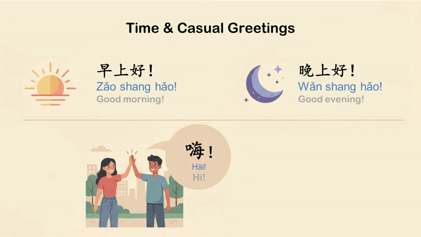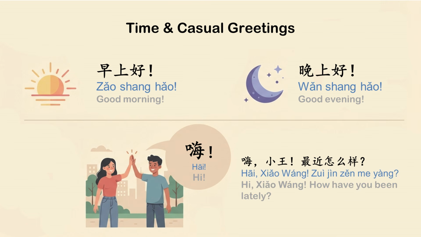Now let's look at the informal greeting, the one you use with friends, classmates, or people you already know well. Instead of saying 你好, you can simply say hi. It's just borrowed from English, very casual and sounds friendly. So, for example, you can say, Hi, 小王, 最近怎么样? Hi, 小王, how have you been lately?